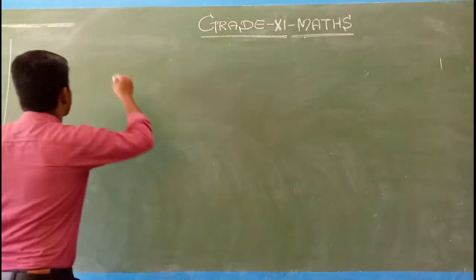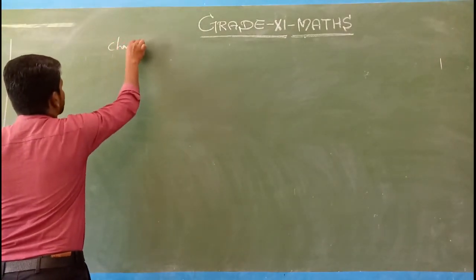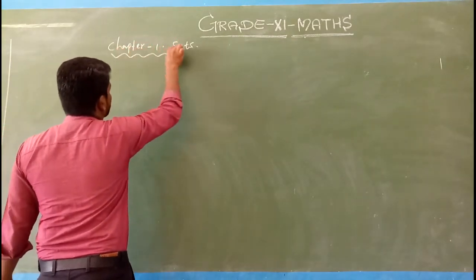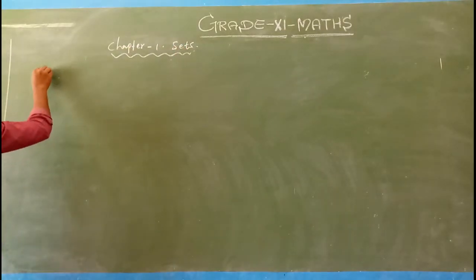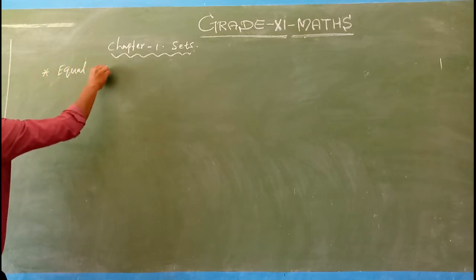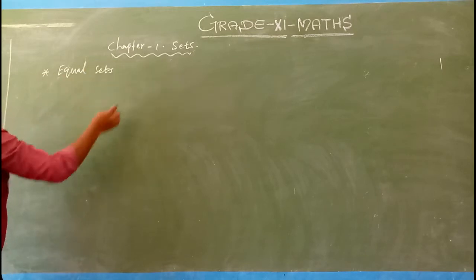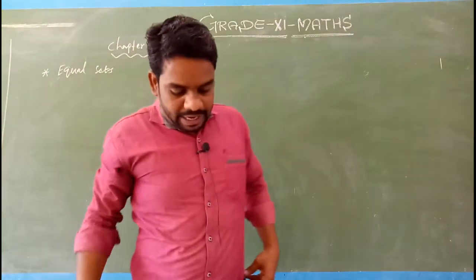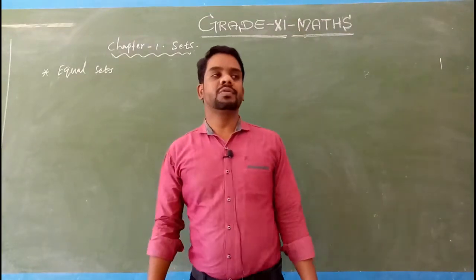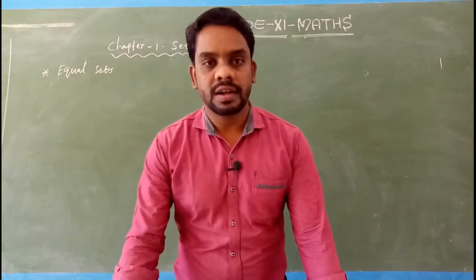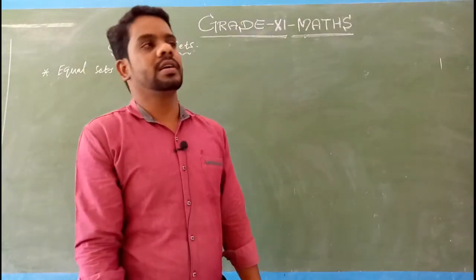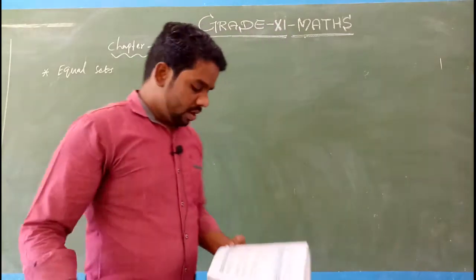Chapter number 1, Sets. Final concept and exercise number 2, equal sets. What are equal sets? Definition of equal sets: two sets have an equal number of elements, and corresponding elements are equal, exactly the same element. Definition number 3.